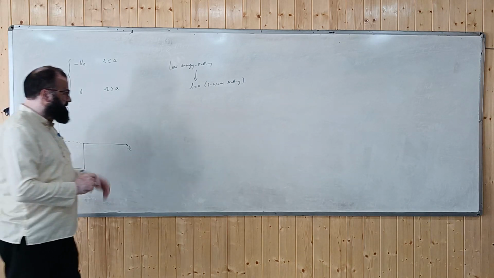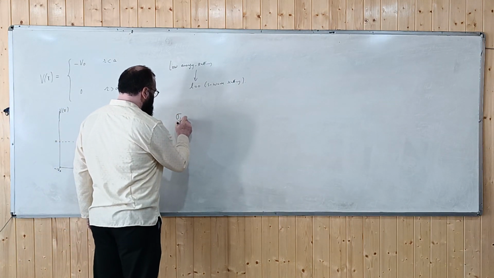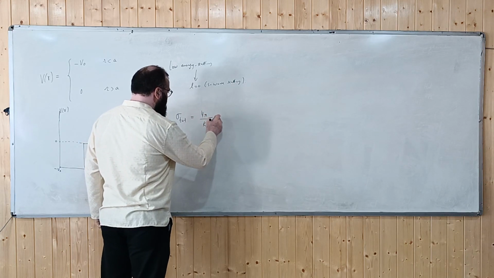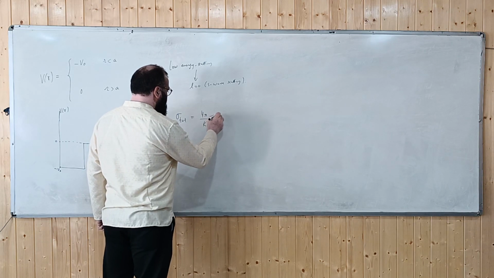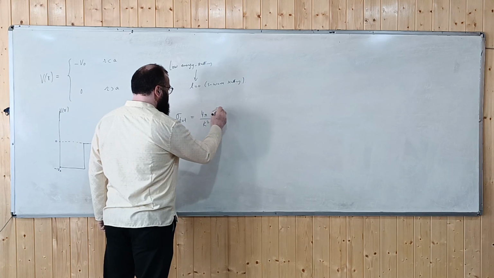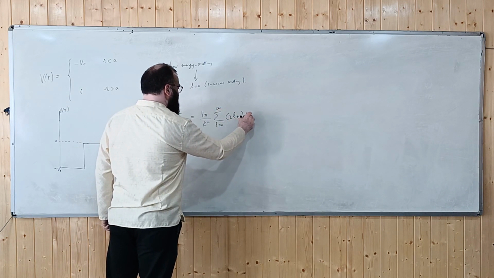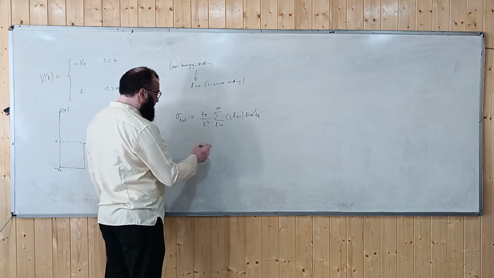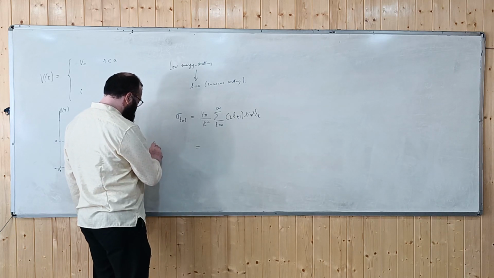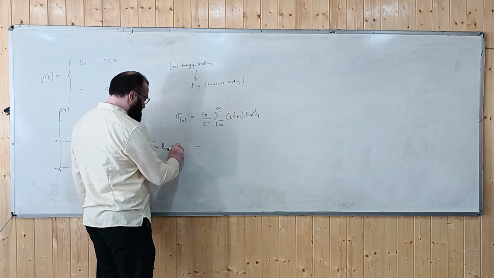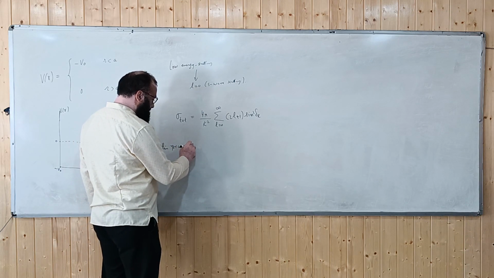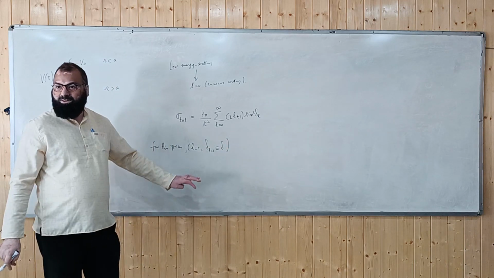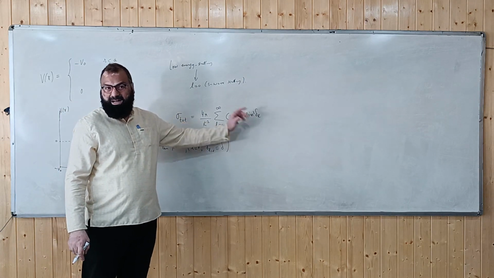Let's look at the total scattering cross section first. The total scattering cross section is equal to 4 pi by k square, summation of L equal to 0 to infinity, (2L plus 1) sine square delta L. Since we are considering only low energy scattering, we'll consider L equal to 0, and we define delta L equal to 0 as delta.